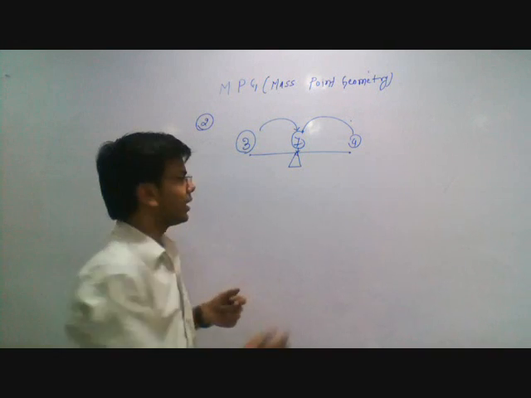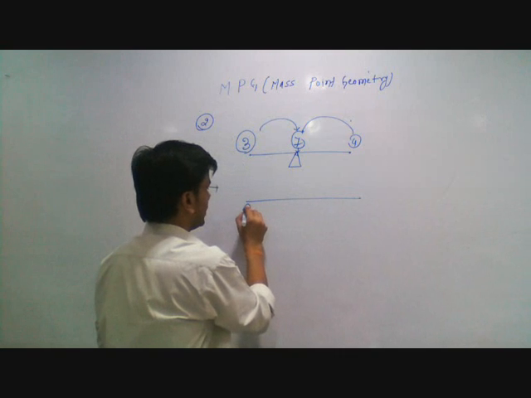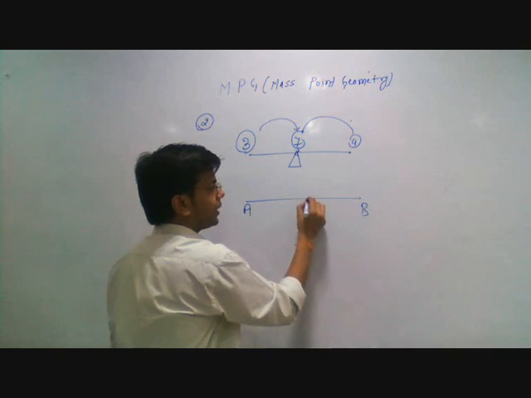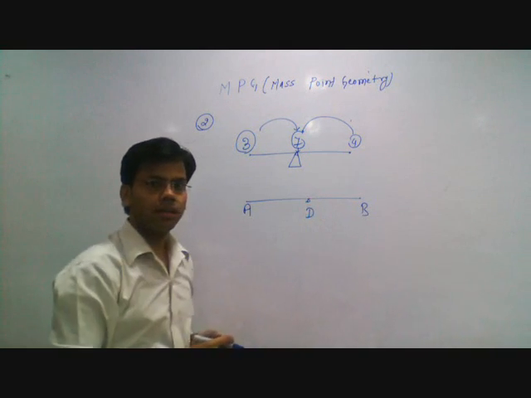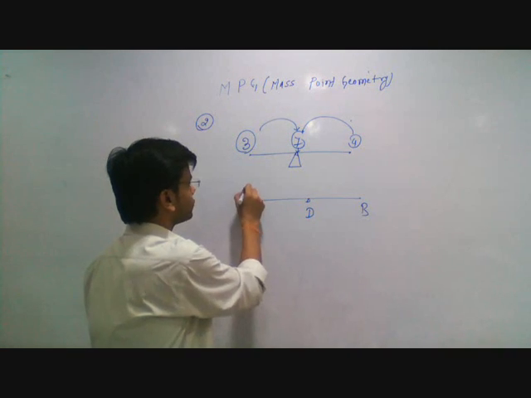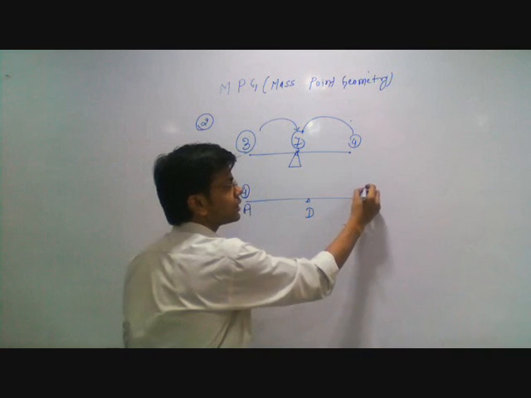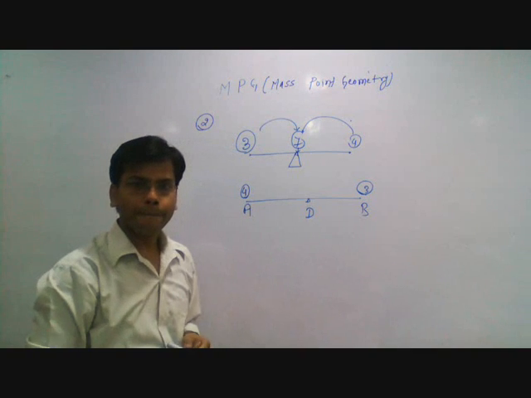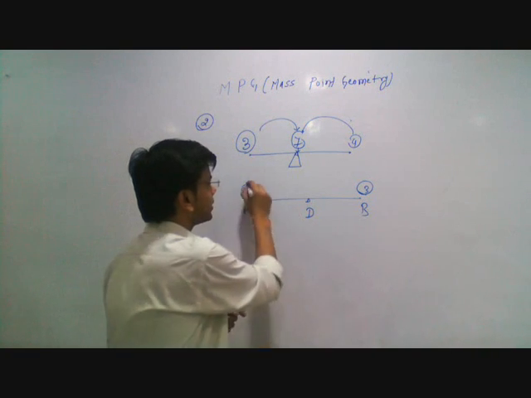So I am again repeating, if you have a point A, point B, point D, if I am assuming this one is a 4, this one is 3, so what is the weight at D? This would be 7.